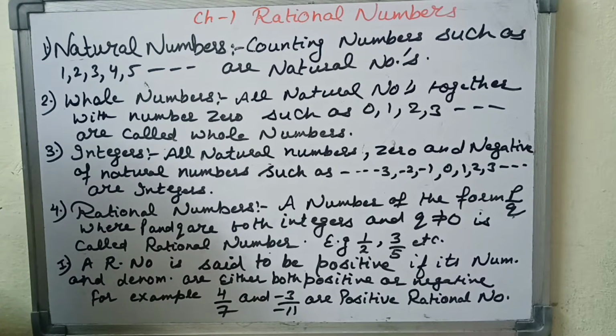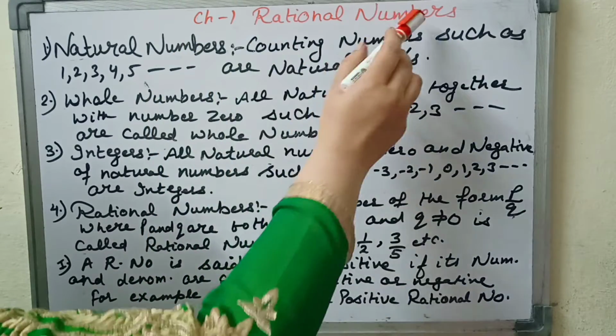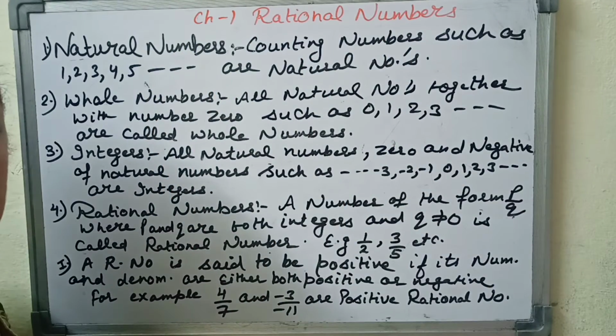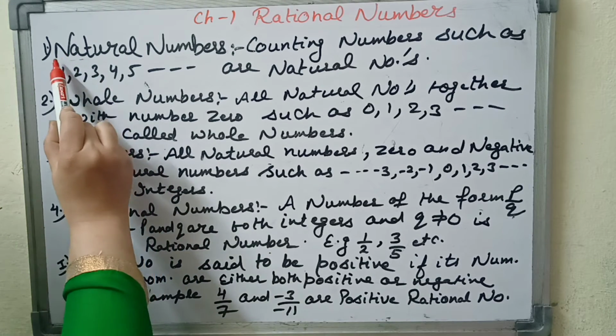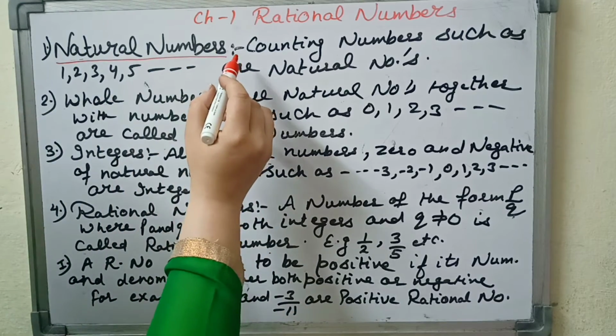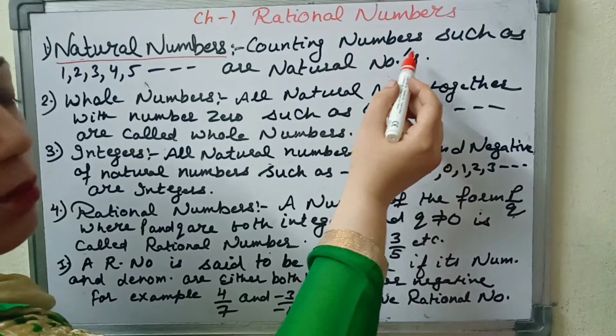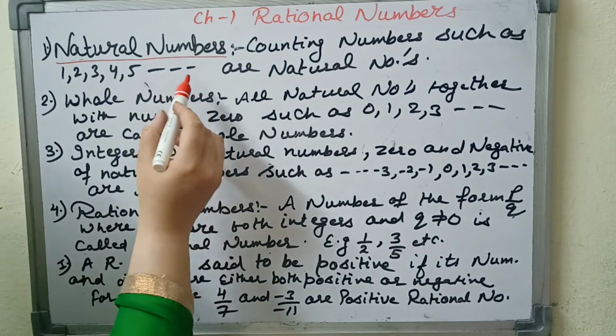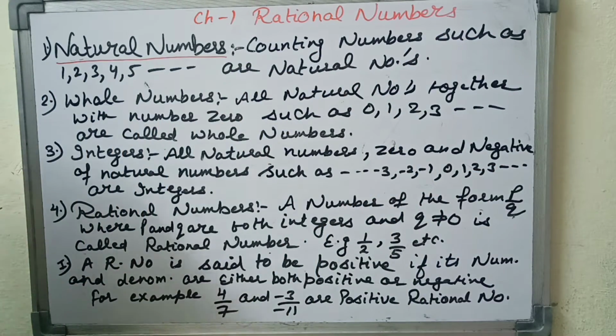Today I am going to start chapter 1, rational numbers. Before starting this chapter, let us learn some definitions which you already studied in your previous classes. First definition is natural numbers. What are natural numbers? Everybody knows these are the counting numbers such as 1, 2, 3, 4, 5. These are called natural numbers.